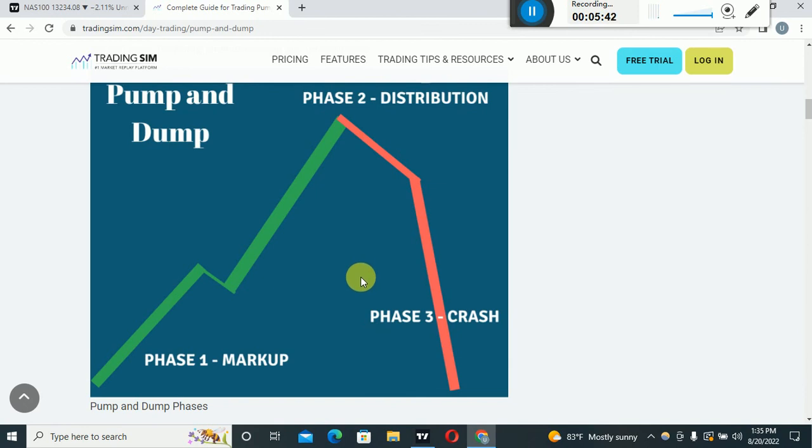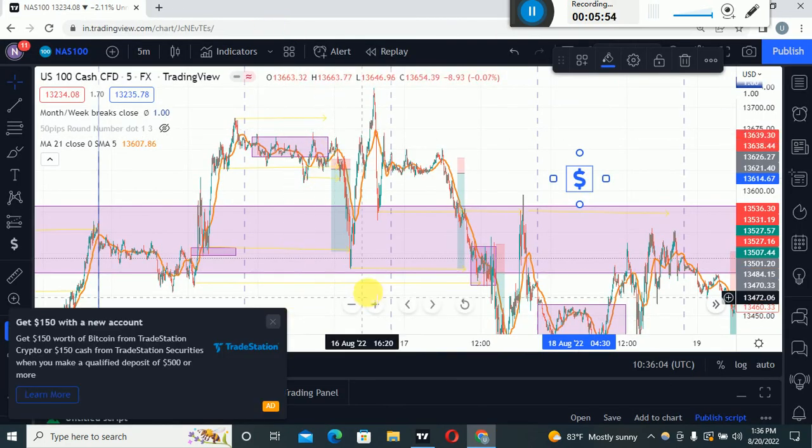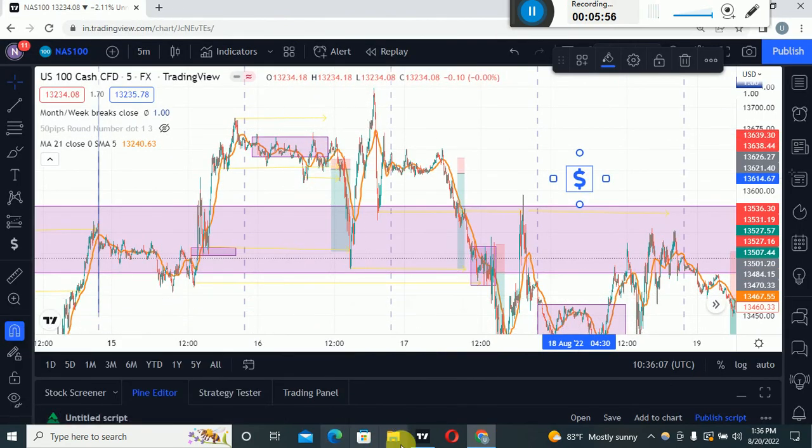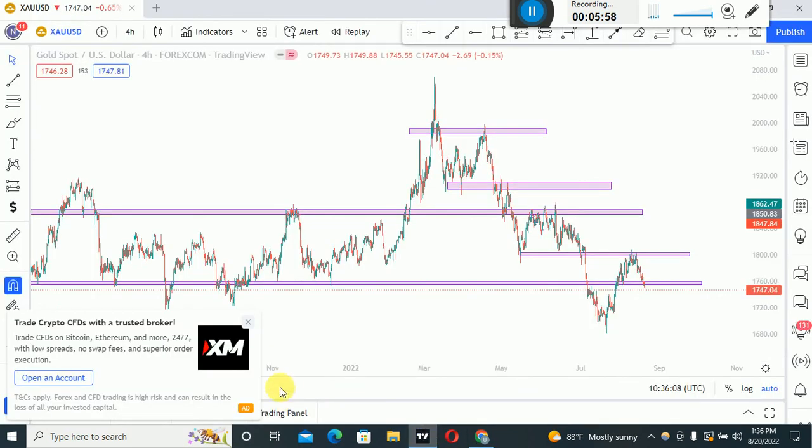But you're surprised that the next thing that happens to the market is that the market crashes and puts you in a negative drawdown or hits your stops. So let's go to the charts quickly. I don't want to waste time. This is my chart. I'm going to start from this.